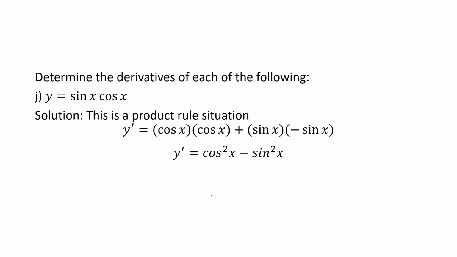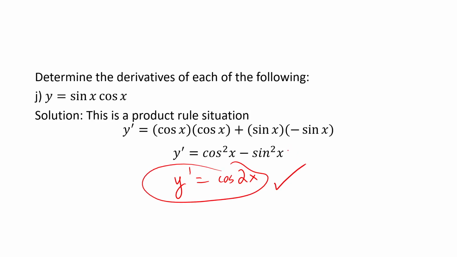Now, if you're really rather clever and remember your double angle formulas, you might remember that that's equal to the cos of 2x. So if you remember to word it that way, that's fine. That's also correct. Or if you word it as cos squared x minus sine squared x, that's also fine.